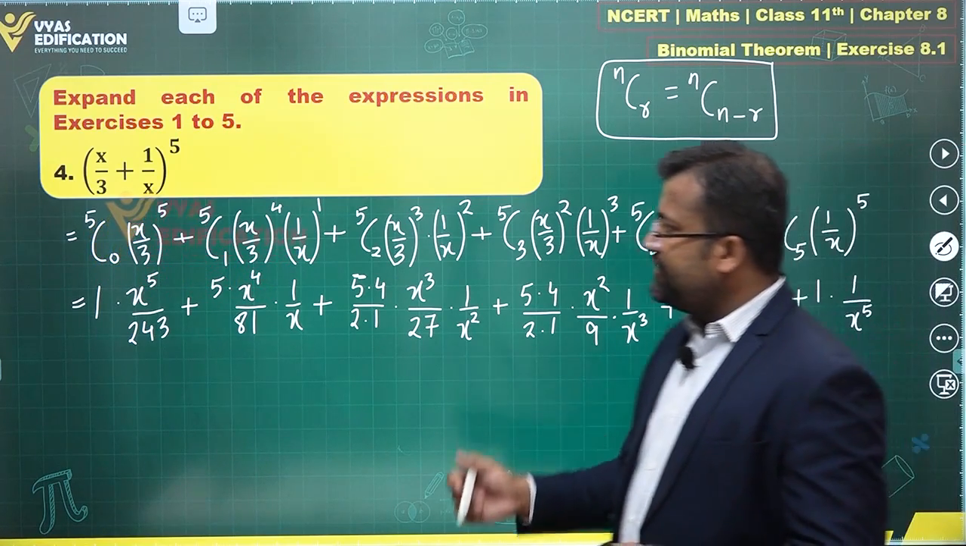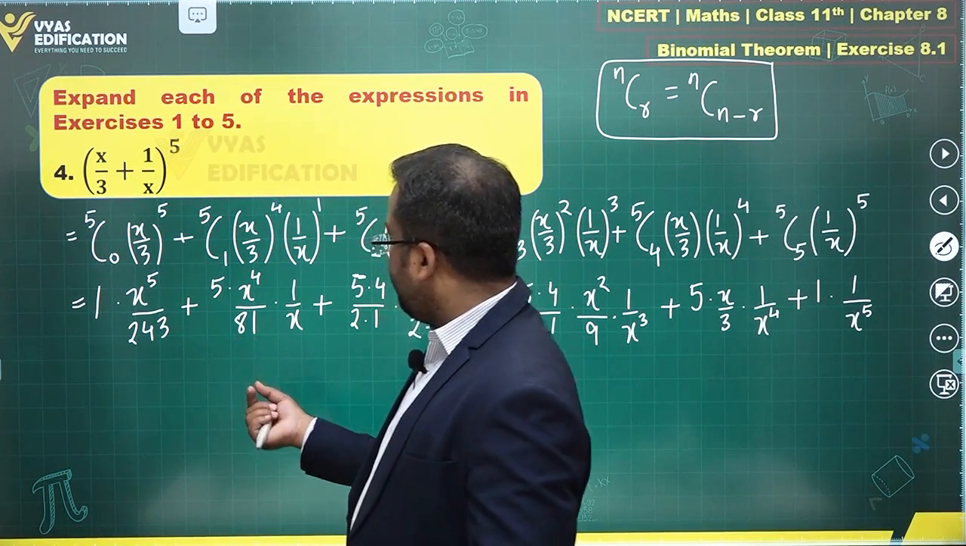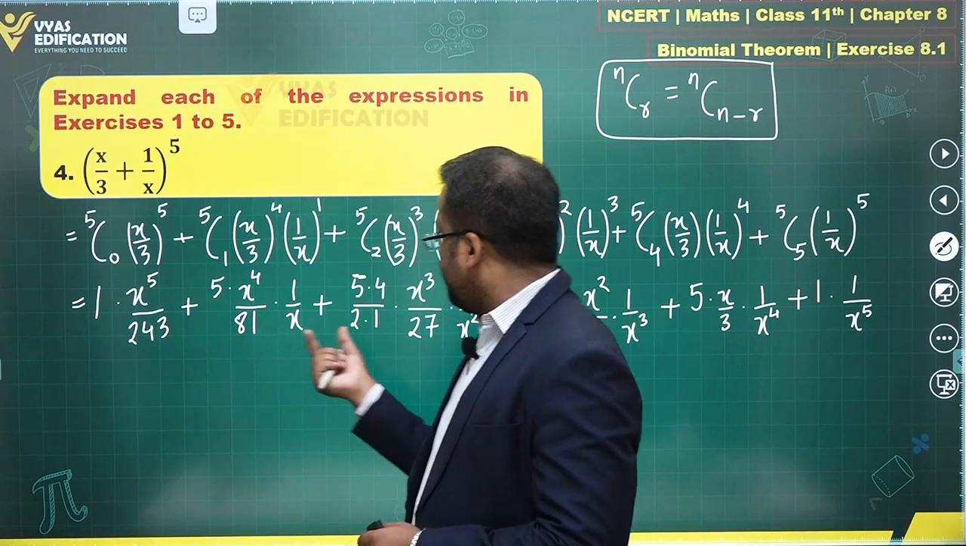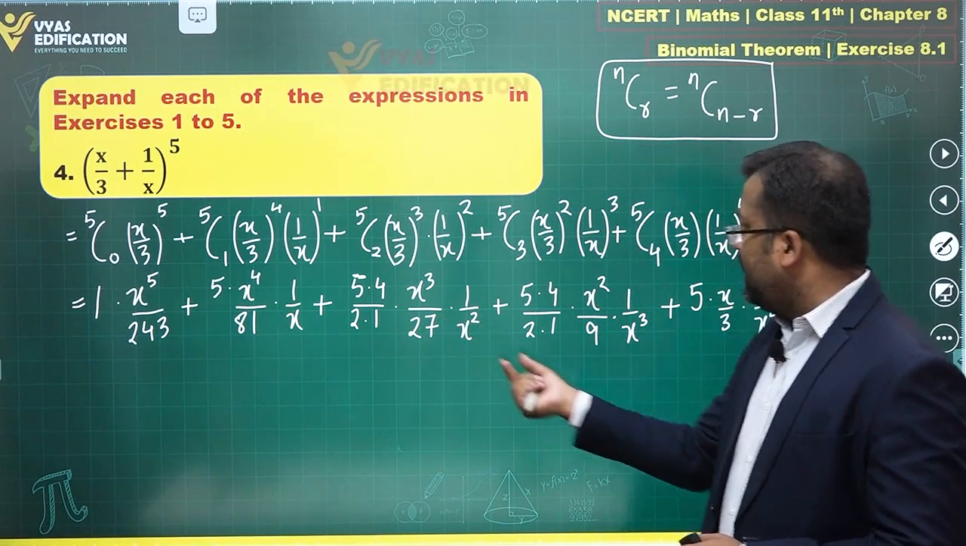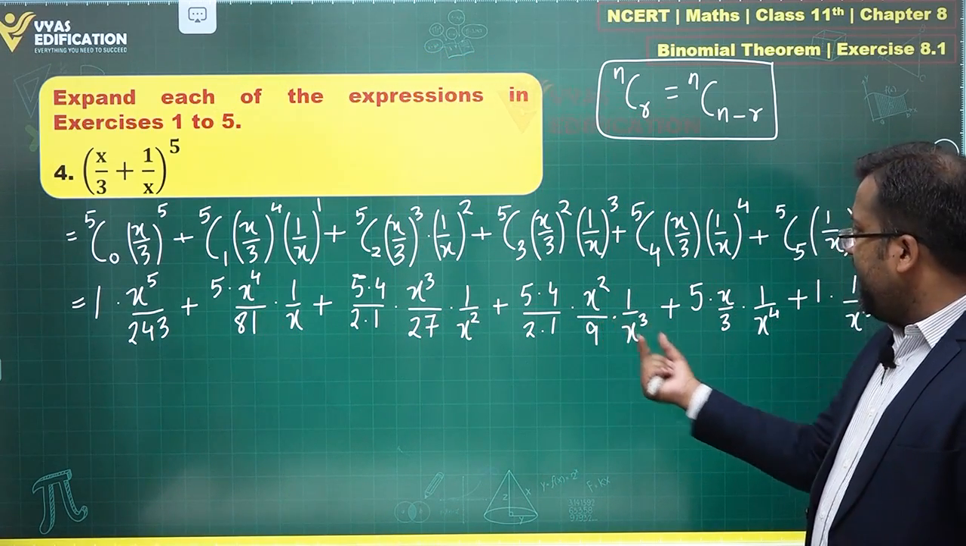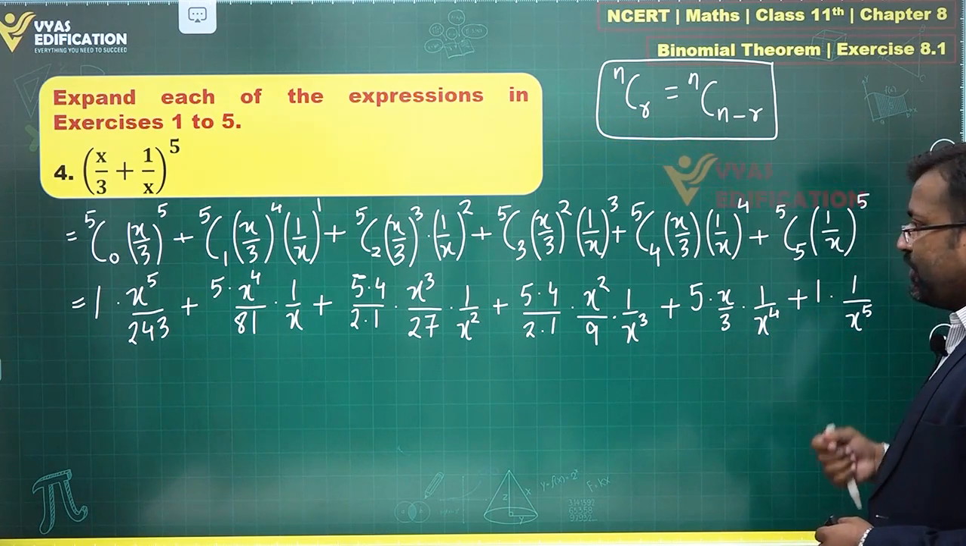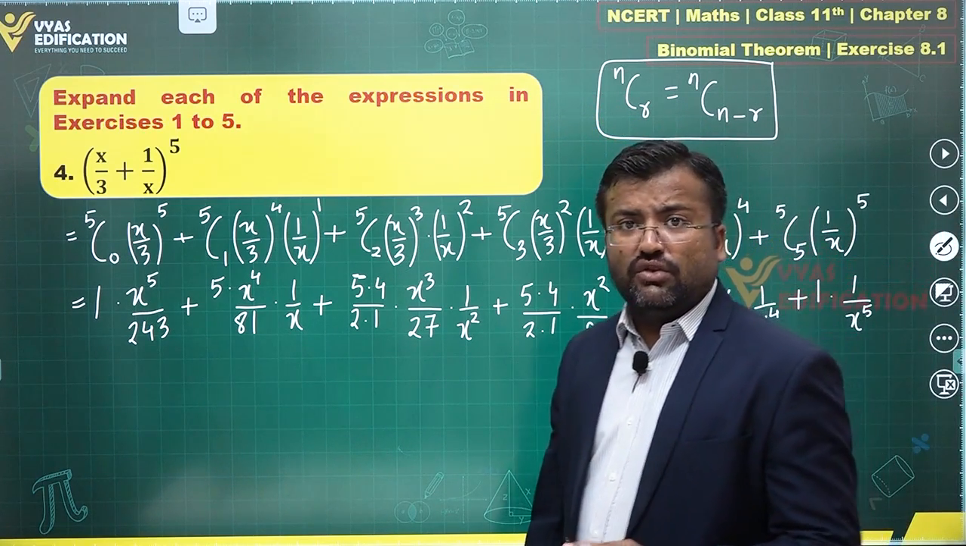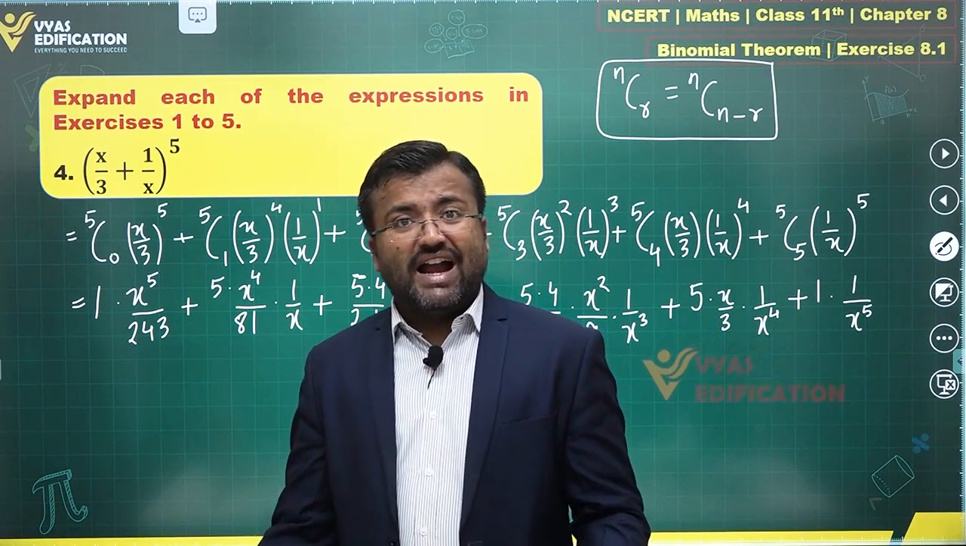After this, when we see the powers of x, this is x power 5, this is x power 3, this is x power 1, this is x power minus 1, 1 by x actually, this is 1 by x cube, 1 by x power 5. You see they are all different terms, there are no like terms over here, so we don't need to worry about adding anything.